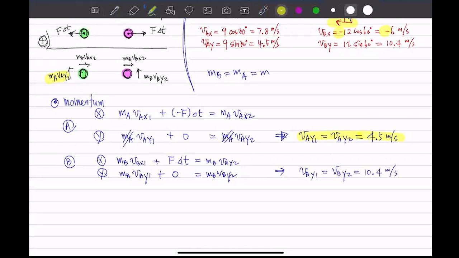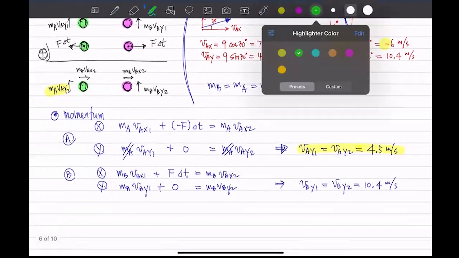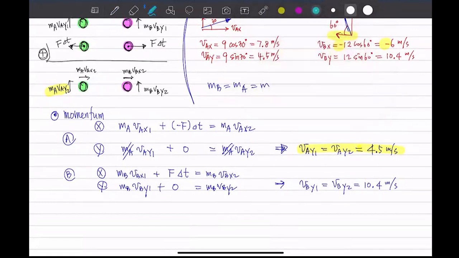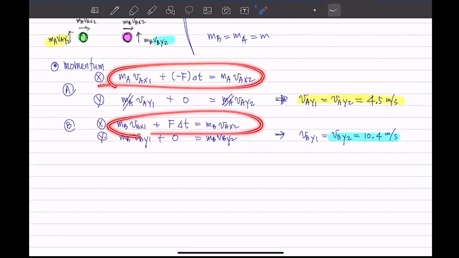So we just got, let's use a different color maybe. Do we have other colors? Yeah, let's use that here. So we got this, which is mB vB,y2. So we got that one here. And let's move on. So from the momentum, we actually got 4 equations. But these two, let's see what we can use that for.